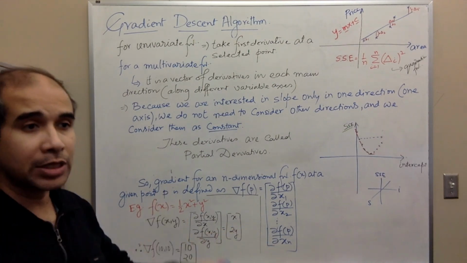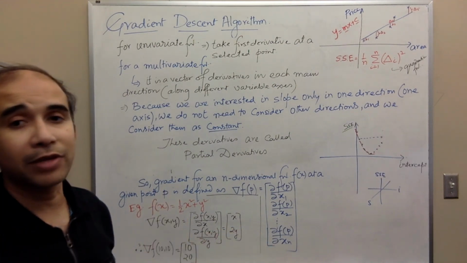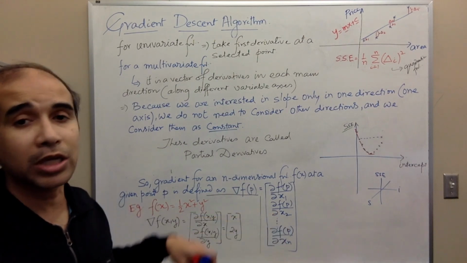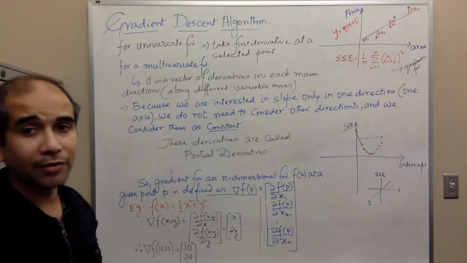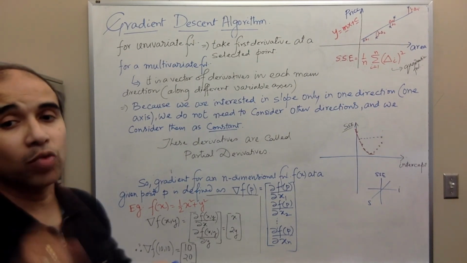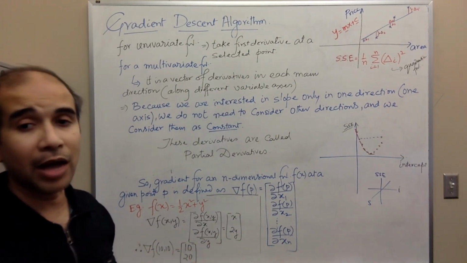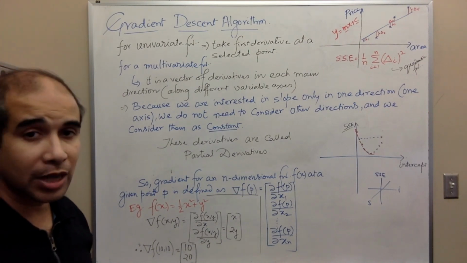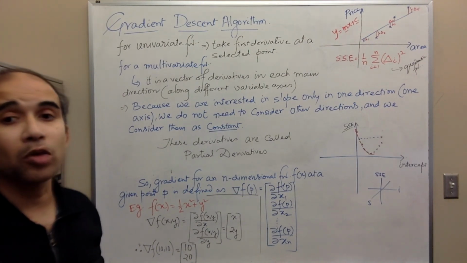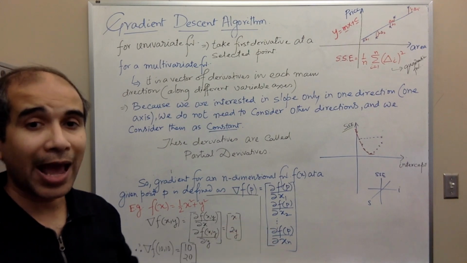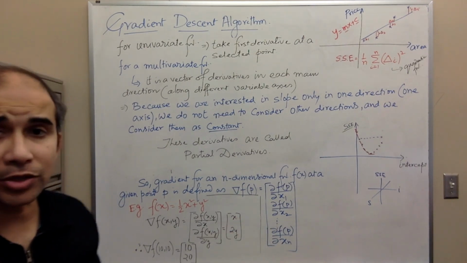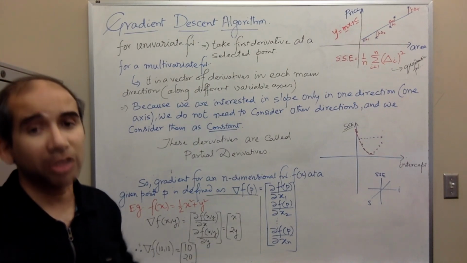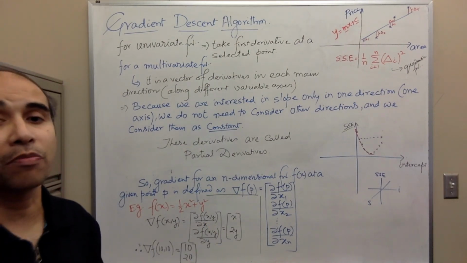So when we are going down a path or calculating the derivative of a particular path, we do not consider the other paths or other variables. We take the gradient with respect to one particular variable and forget the others, so we consider them as constant. Because we are interested in slope only in one direction, one axis, one particular variable or feature, we do not need to consider the other directions, and we consider them as constant. And these derivatives are called partial derivatives.